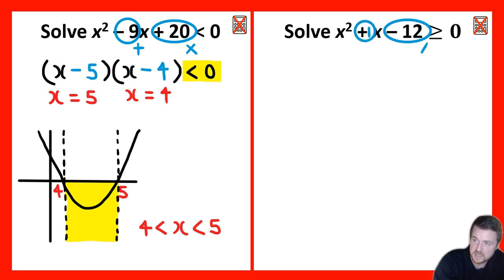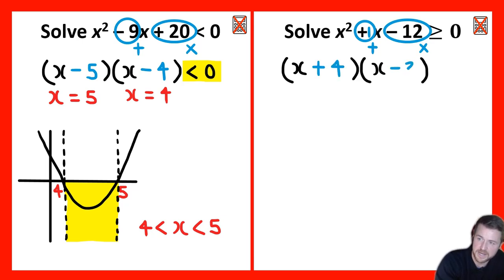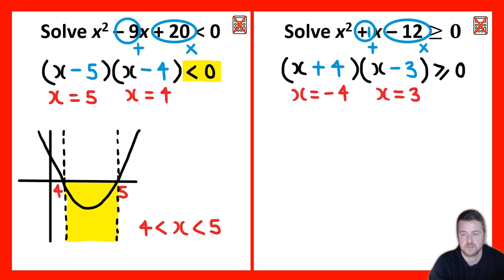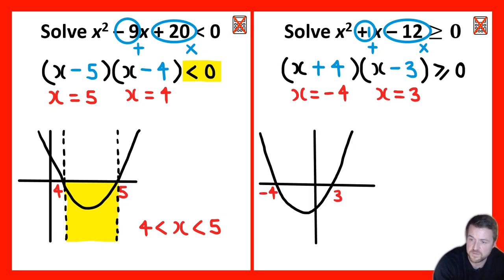Factorizing my quadratic, numbers that multiply to give me negative 12 but add to give me positive 1, x plus 4 and x minus 3 is greater than or equal to 0. Find my critical points or my roots, which would be when x is equal to negative 4 and x is equal to 3. Sketch the graph using my roots of negative 4 and 3. Draw vertical dotted lines going through the critical points.